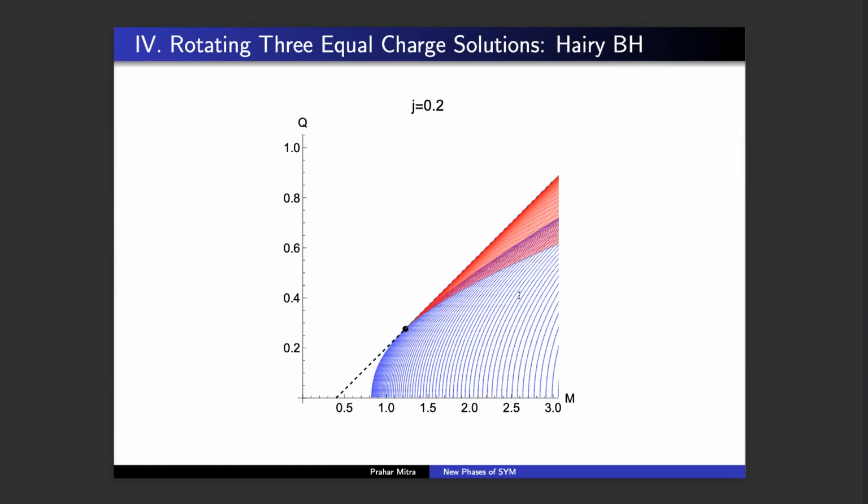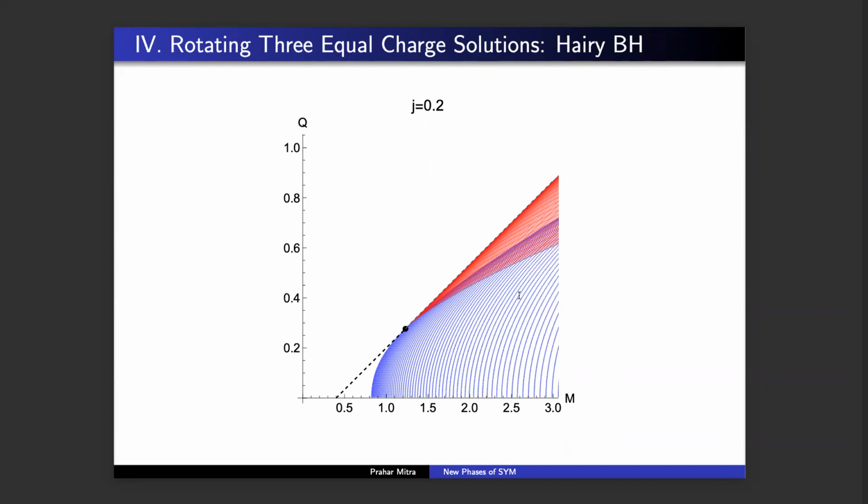Or if you go back along this line, you go back to Gutowski-Reall. But if you ask what's happening on this side, I don't know. The hairy black holes that we have constructed exist in this region. All of these are non-supersymmetric. And now you see for a fixed value of one of the parameters, you have a whole one parameter family of supersymmetric black holes.